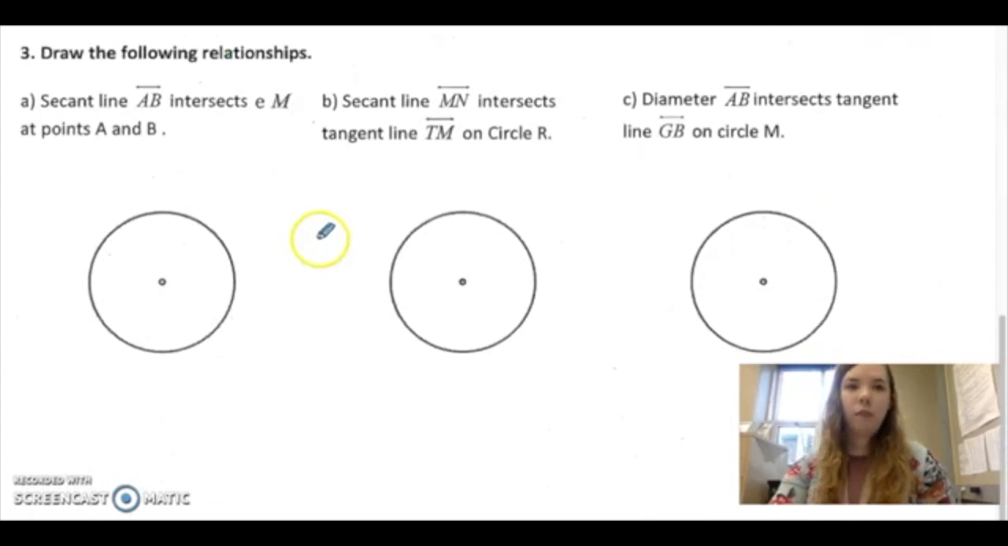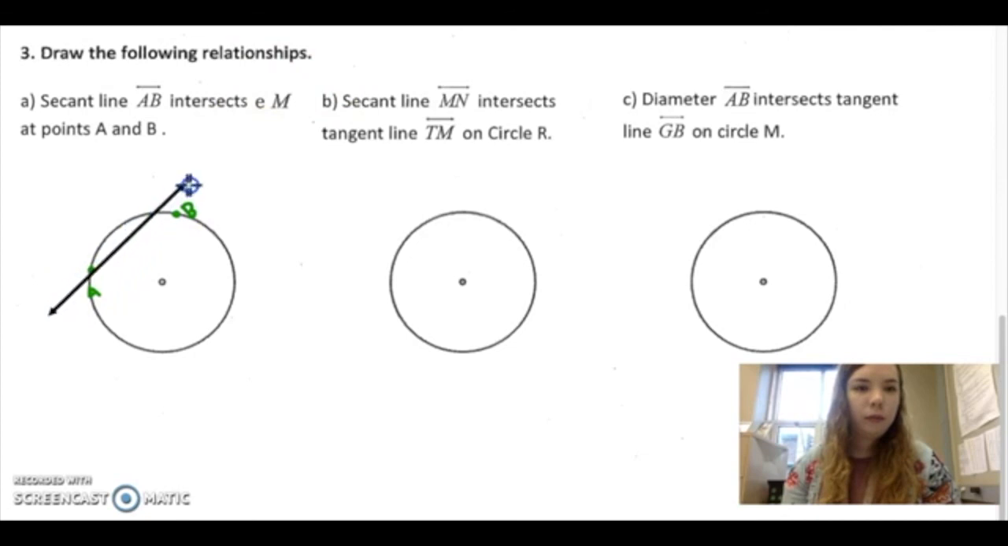Draw the following relationships. And there's no one way to draw these. It's really just, can you draw one of them? There's not going to be one correct answer. But a secant line, remember, goes through 2 points. So we'll make 2 points, A and B, with a line going through them. So that's a secant line. Intersects M. I think this was supposed to be circle. Circle M of points A and B. So circle M means that the center is M, and there's our secant line.